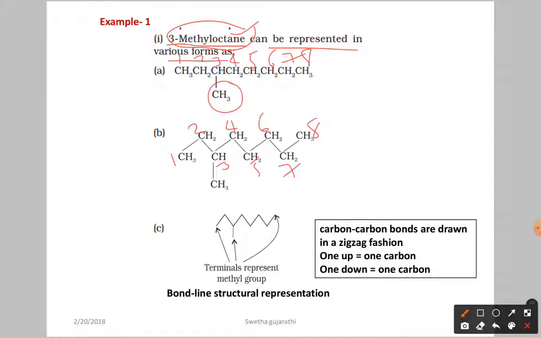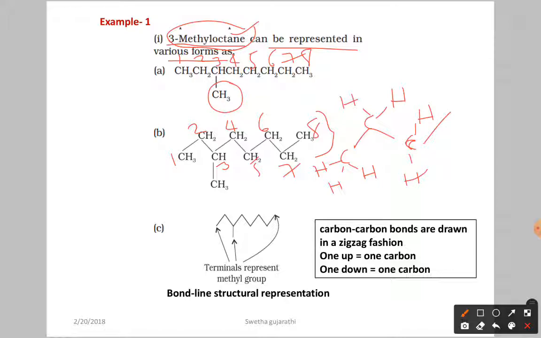If you want to write the complete structure, you have to show each bond, like this, and also write each carbon-hydrogen bond. If you expand like this, you write the complete structure. So this is not the complete structure; you have to write like this. Carbon valency has to be satisfied, so each carbon atom has to satisfy the valency of 4.